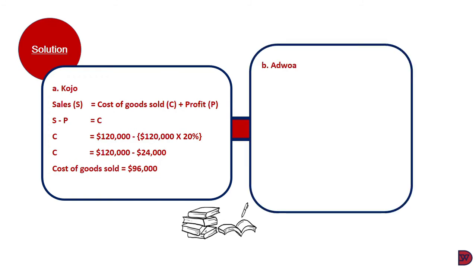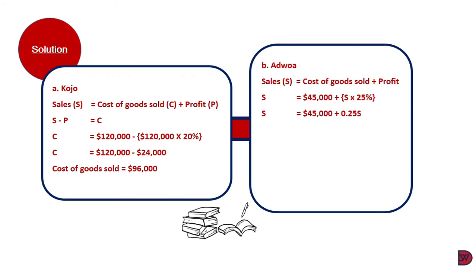When we move to Ajua, we are looking for sales. Sales is always cost of goods sold plus profit. Cost of goods sold was given as $45,000. The profit was given as a margin, so it will be the 25% worked on the sales. The sales is unknown. That is why it is symbolized with S. It will be 45,000 plus 0.25 S, which is the 25% of the S.